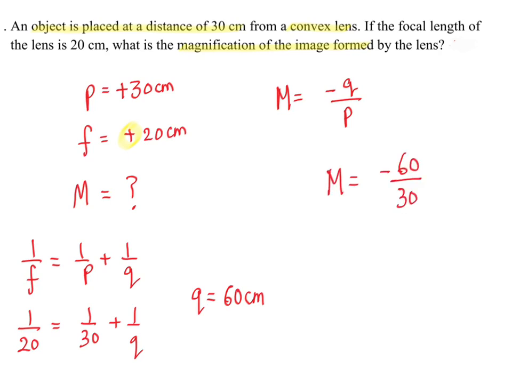Then M will be negative 60 because Q is 60. So negative 60 over 30. That gives me the answer as negative 2. Magnification M is negative 2.